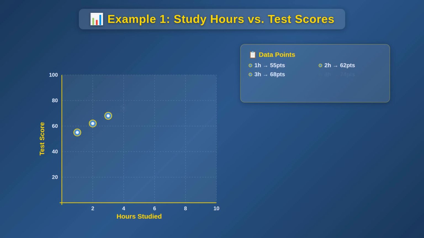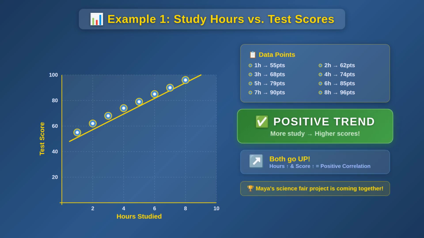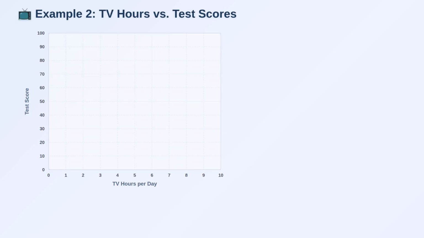Let's work through Maya's actual scatter plot. Here's the data. The more hours students studied, the higher their scores. Looking at the graph, the dots climb from the lower left up toward the upper right. There's a clear upward path, a positive trend. We can even draw a line of best fit right through the middle of all those dots. Since study hours go up and scores go up together, this is definitely a positive correlation. Maya's science fair project is coming together.